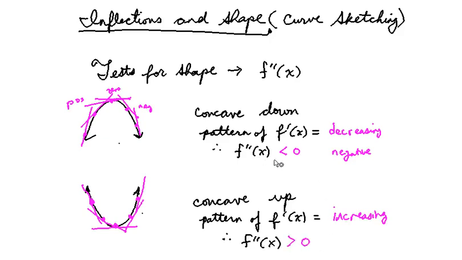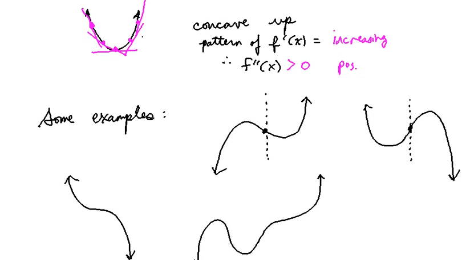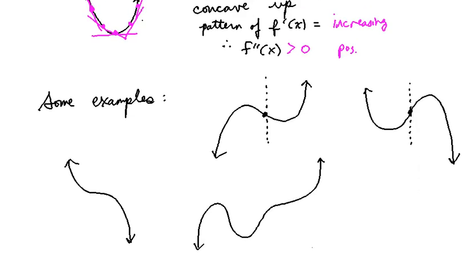So this is very important to remember. A concave down curve has a second derivative that is negative on that interval, and a concave up curve has a second derivative that is positive on that interval. Okay, here are some examples. Let's take a look.